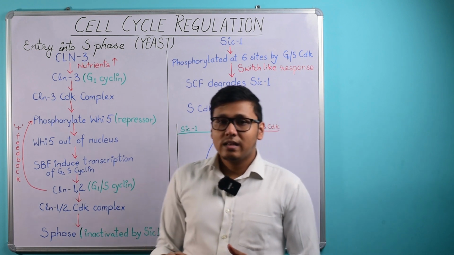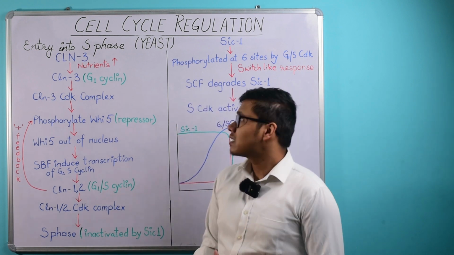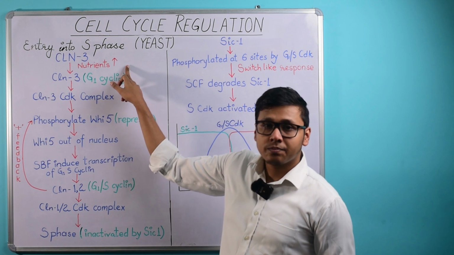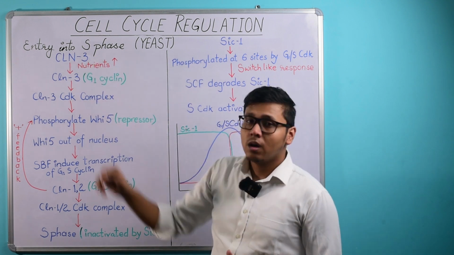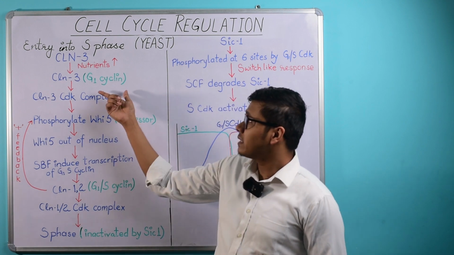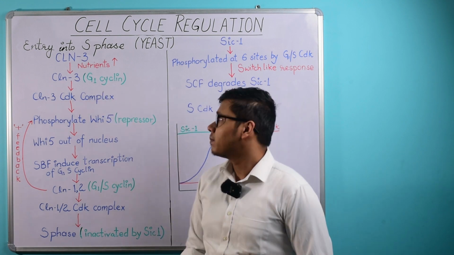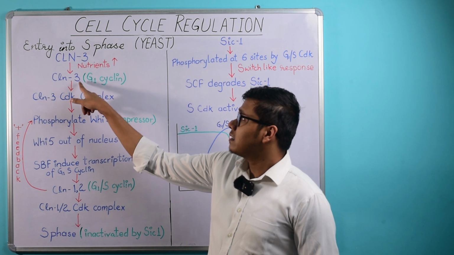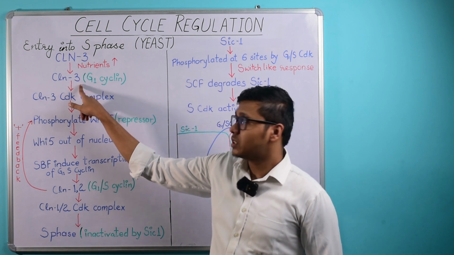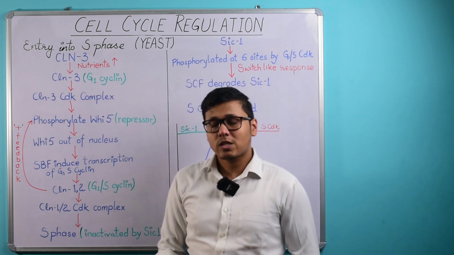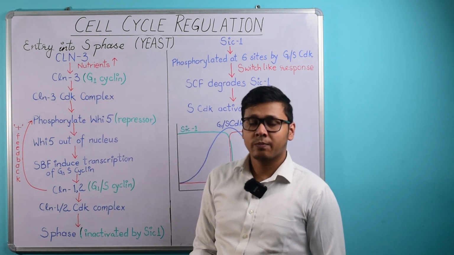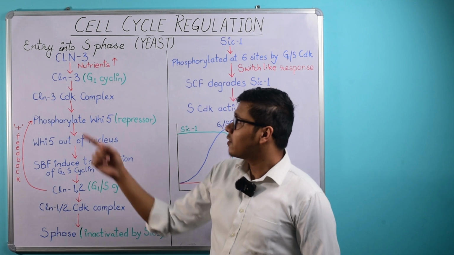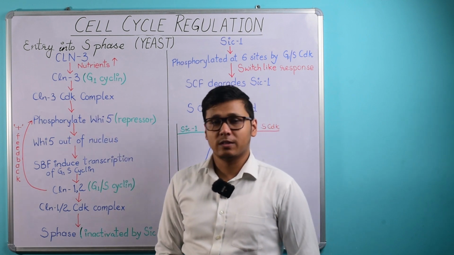Well, when there are high nutrient levels and enough growth factors, the CLN3 gene, which is the gene for G1 cyclin, if you remember from the table, starts synthesizing CLN3, which is the G1 cyclin. And as soon as CLN3 is formed, it forms a complex with the CDK. Remember, in case of yeast, there was only one CDK, which was CDK1.